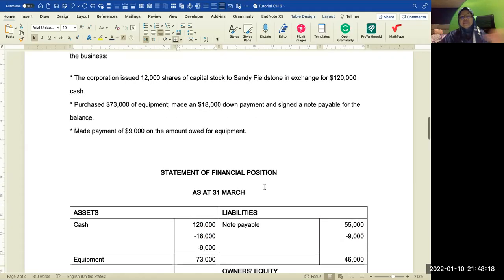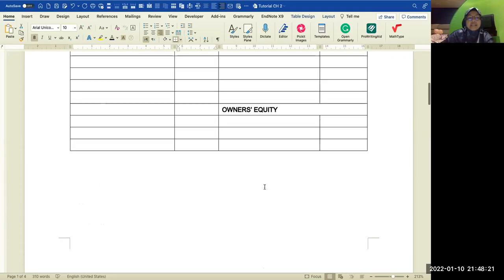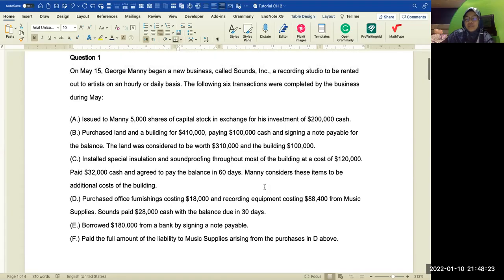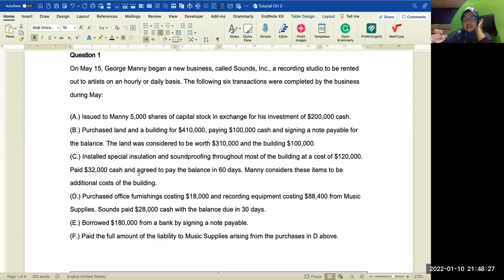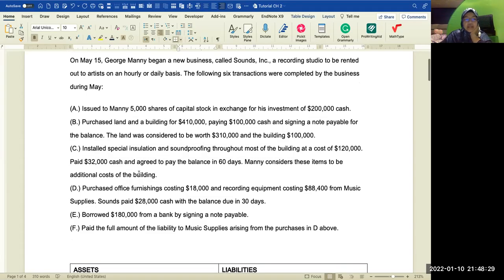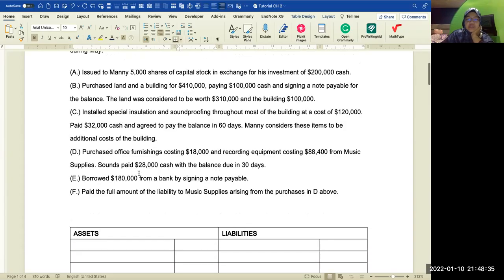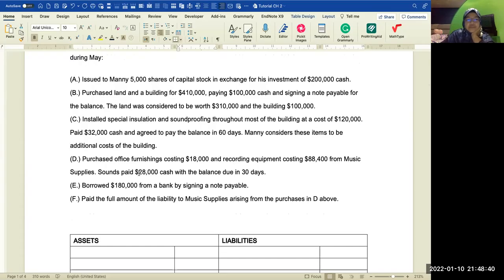Okay, let's look at the first one. Because there are 6 transactions here, I will call each one of you, one for each transaction. We have 6 of you here, A to F. So let's have Hakim first because this one is the easiest one. Issued to Money 5,000 shares of capital stock in exchange for investment of 200,000 cash.